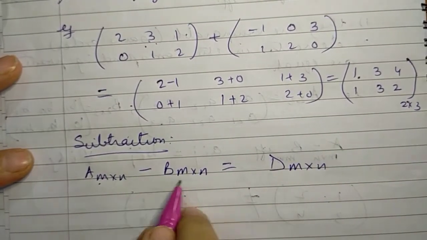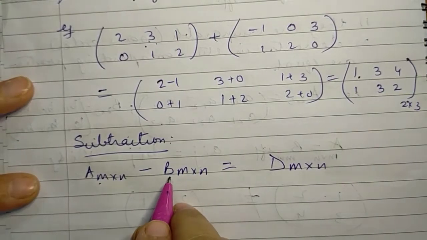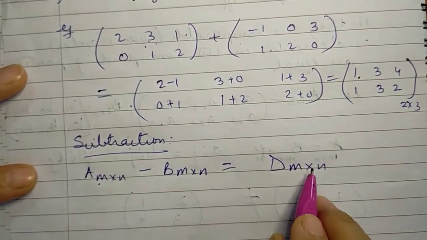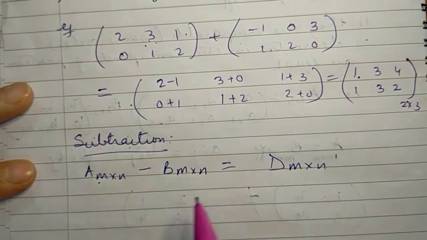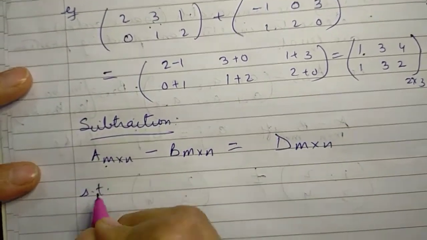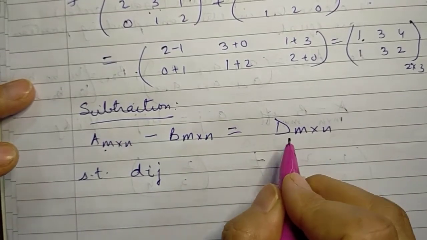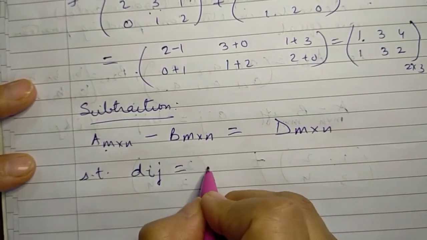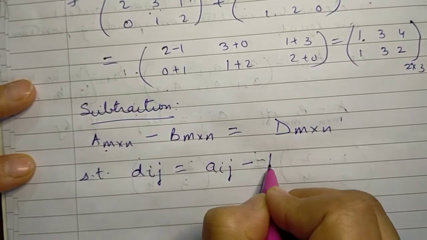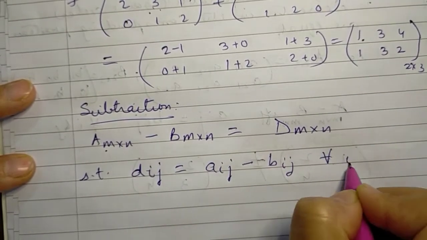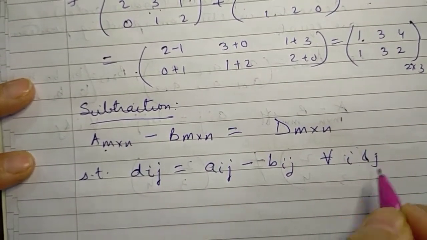First of all, they have to be comparable, only then the subtraction is allowed, and then we get back another matrix D, which is of the same order, such that every element of the new matrix D is the difference of the two elements in the corresponding positions for all i and j.